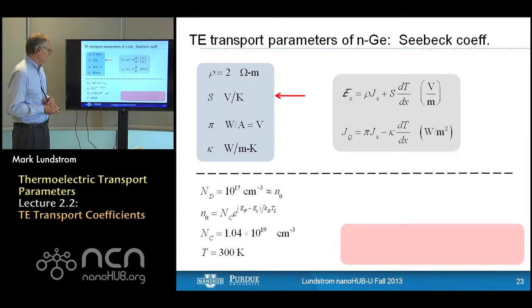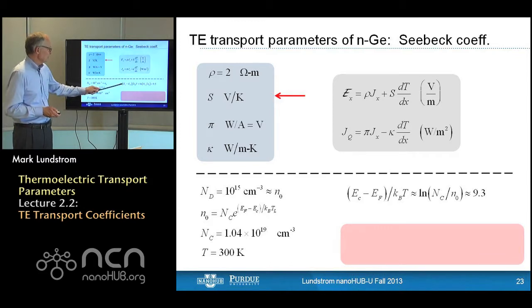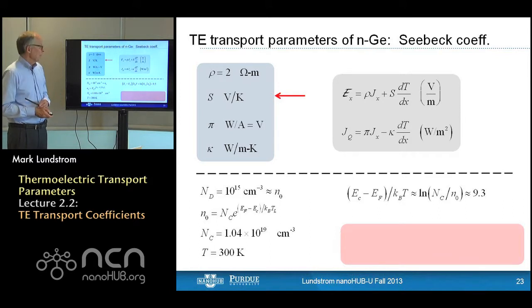Okay, let's look at the Seebeck coefficient. So we'll use our same material parameters. We'll remember that the Seebeck coefficient is related to the location of the Fermi energy. If we know the electron concentration, 10 to the 15th per cubic centimeter, if we know the effective density of states from the effective mass, we simply solve that equation for the location of the Fermi energy in units of kT.